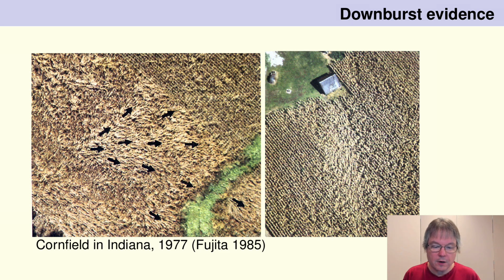On this right image here, it looks like a downdraft hit the top of that shed, which has a slanted roof, and then just had like a burst swath, is what Fujita called those. You see them in the cornfield there.